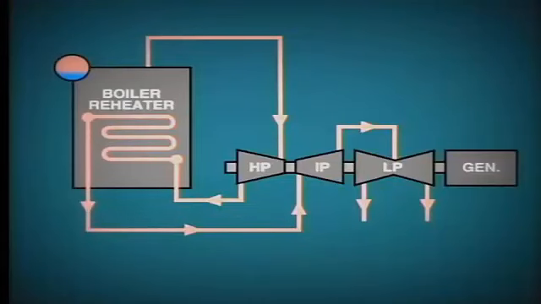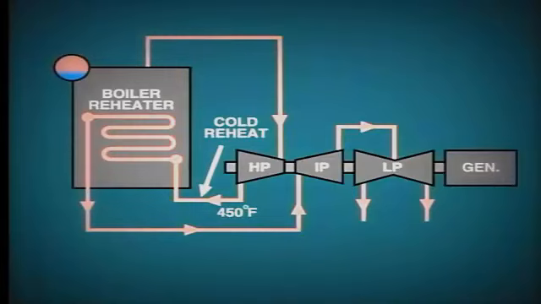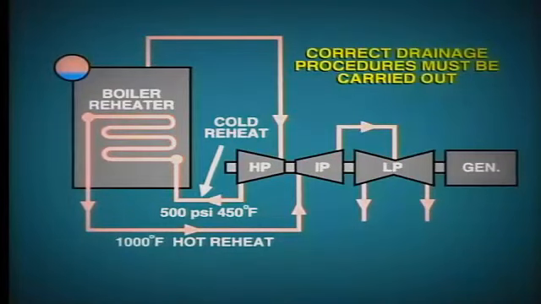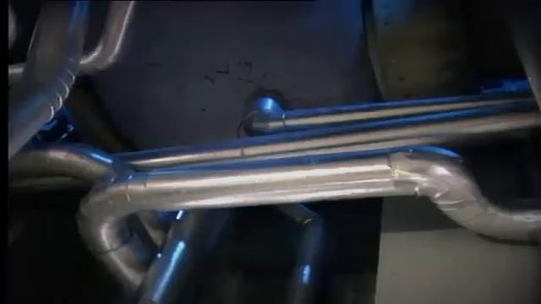The reheat piping system runs from the turbine back to the boiler and then once again returns to the turbine. This system operates at much lower pressure than the main steam, say 500 psi. In other respects, the pipework is similar, with high temperature insulation and accommodation for expansion. Care must also be taken that correct drainage procedures are carried out to prevent any possibility of water induction into the turbine during startup. Right, let us now move on to look at the extraction steam system.